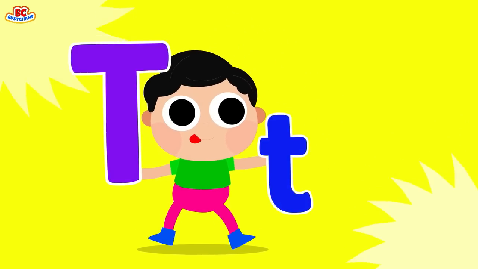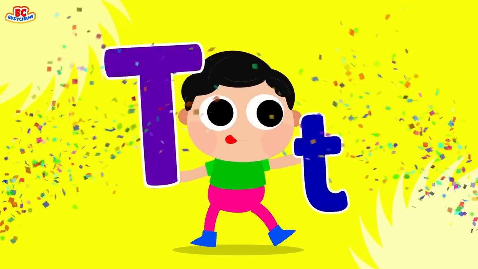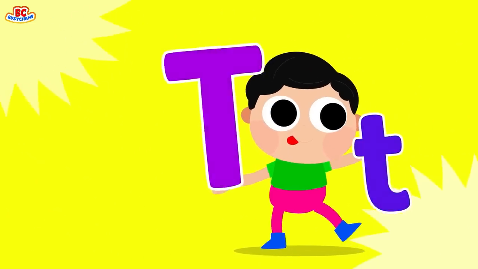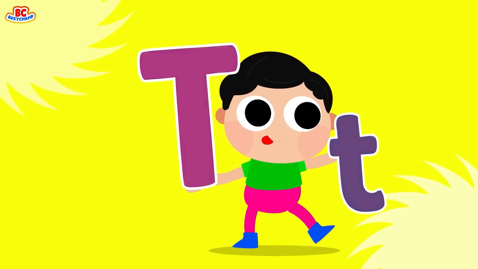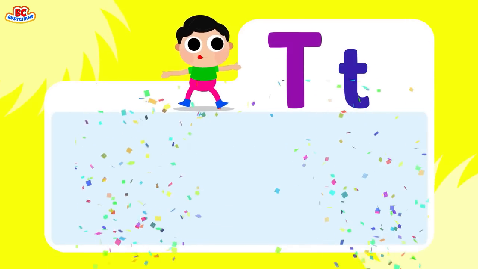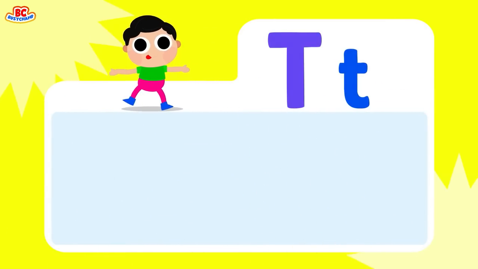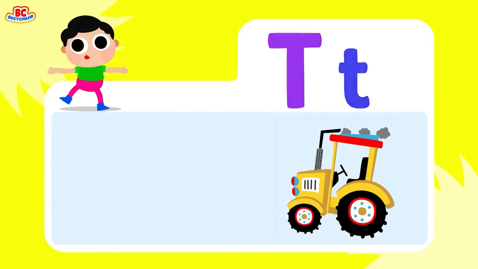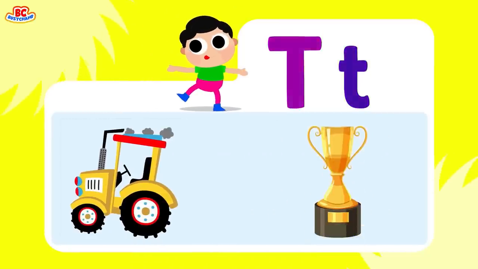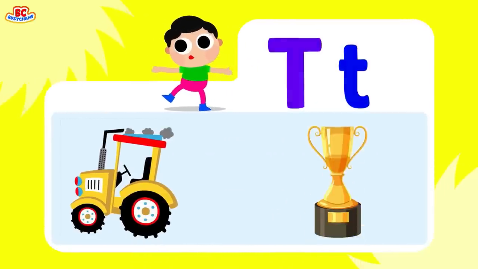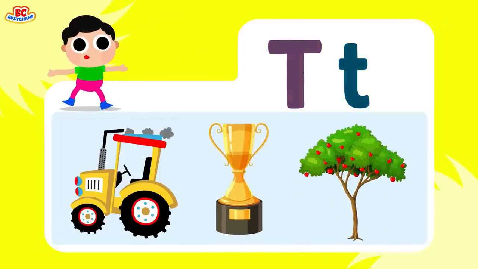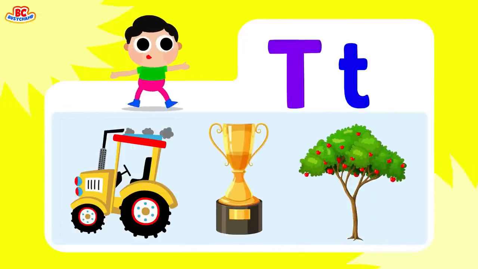Which alphabet can you see in my hands? I have the letter T in my right hand and it sounds T in my left hand. And there are so many words that begin with letter T. T called tractor. T, T, tractor. T called trophy. T, T, trophy. T called tree. T, T, tree.